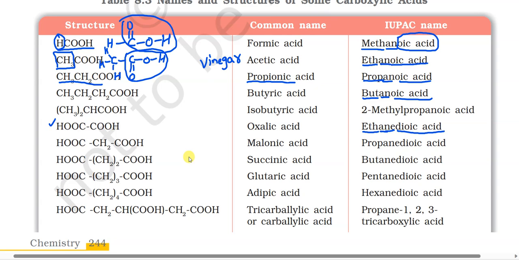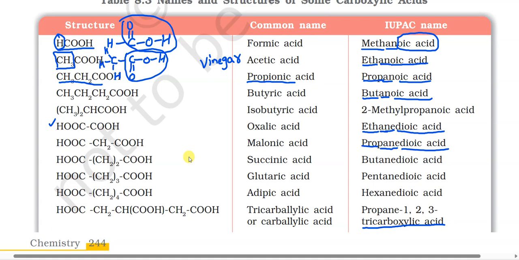If it is 3 carbons, prop, between them a single bond. Again, 2 COOH groups, so it is dioic acid. It continues like that: 4 carbons butanoic acid, 5 carbons pentanoic acid, 6 carbons hexanoic acid, according to IUPAC. If 3 COOH groups are there, we use the word tricarboxylic acid.